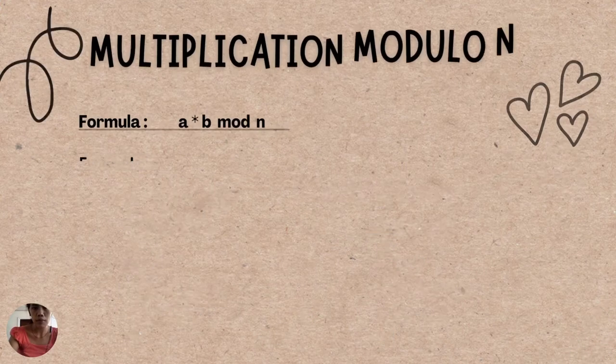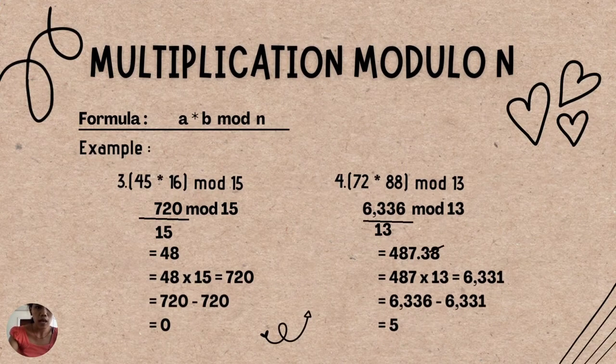Next, third example. 45 times 16 mod 15 equals 720 divided by 15. The result is 48. 48 times 15 equals 720. 720 minus 720 equals 0. So 0 is also an integer.